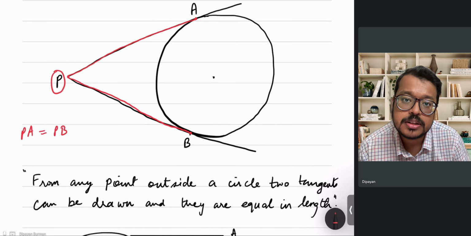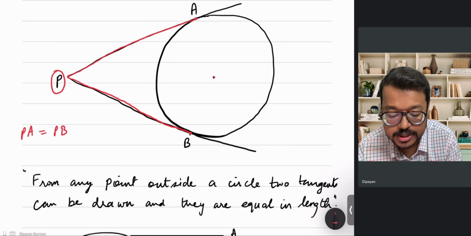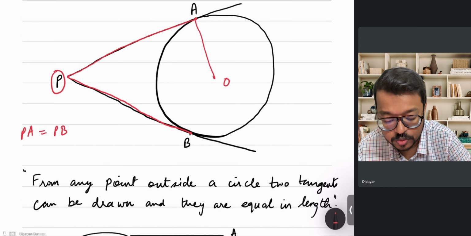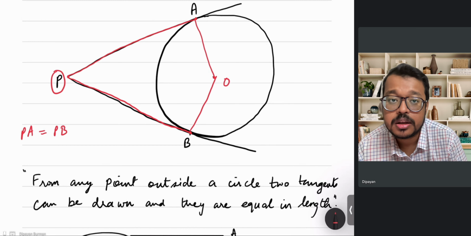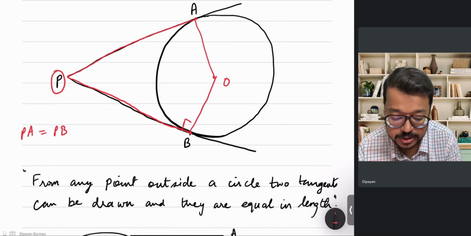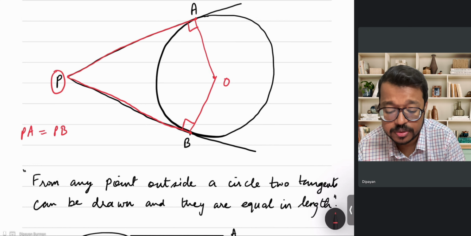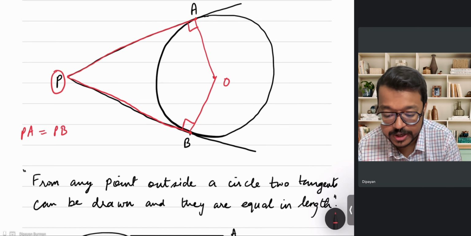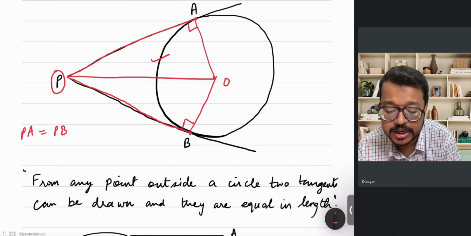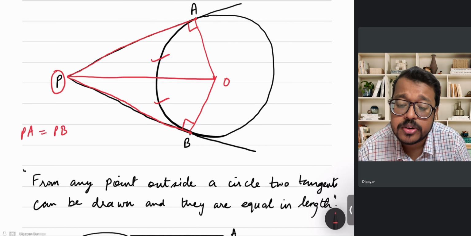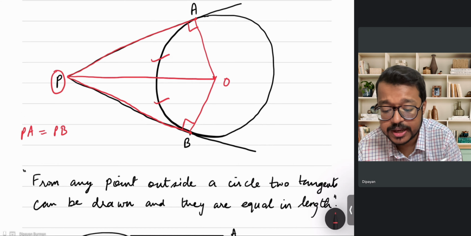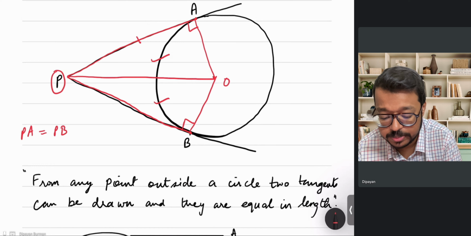Now, there are a couple of other things which are also true. If I look at the center of the circle as O, and if I join OA and OB, then according to the first theorem that we saw, OB is perpendicular to PB, OA is perpendicular to PA. And if I join OP, then I will be able to prove that triangle PAO and triangle PBO are congruent. And that's the reason why I can say that the length PA will be equal to PB.